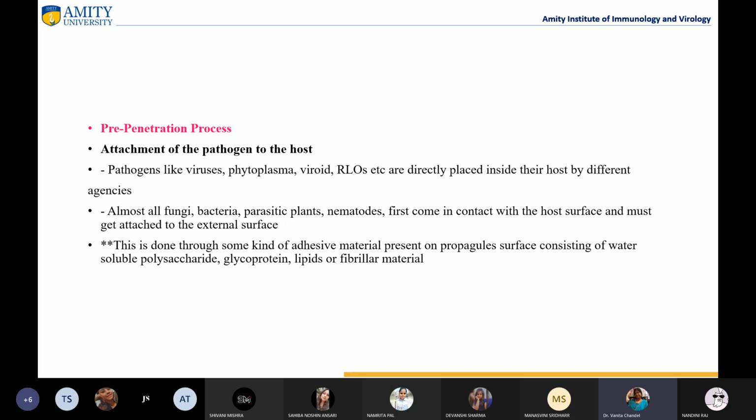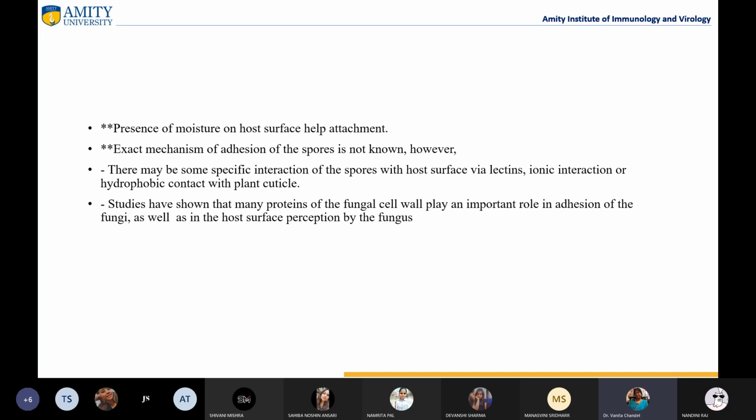Almost all fungi, bacteria, parasitic plants, nematodes first come in contact with the host surface, and then they should attach to the external surface. Now this is done through some kind of adhesive material or propagule surface, which consists of water soluble polysaccharides, glycoproteins, lipids, or some other kind of material, right? So presence of moisture on the host surface helps in the attachment. So that means moisture should be present.